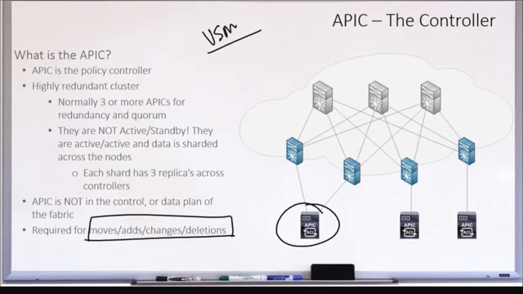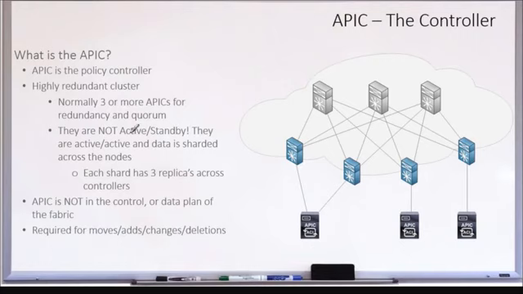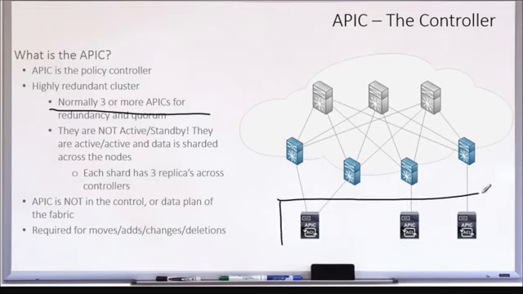You can't do any moves, adds, changes, or deletes. Basically, you have no visibility into the fabric at that point. And that, guys and gals, is why Cisco actually requires that you have three or more APICs for redundancy and for quorum. Okay, so if you're going into a production-based environment, it will be required that you have at least three APICs within your topology.